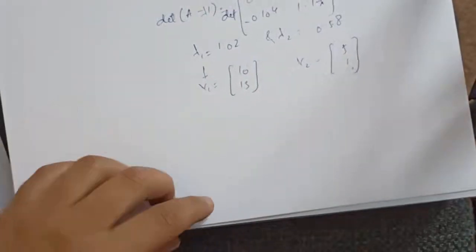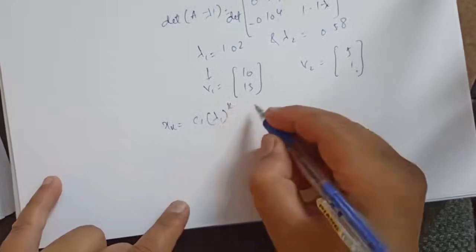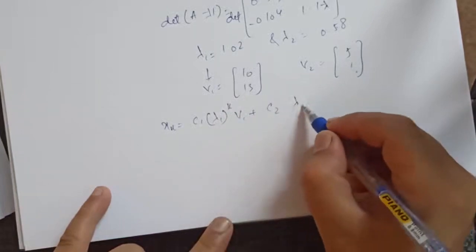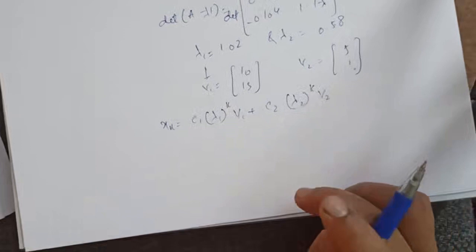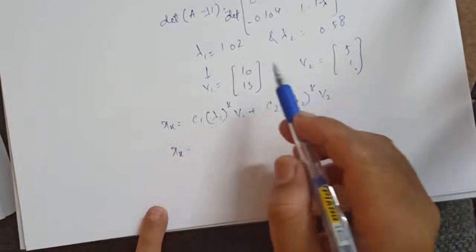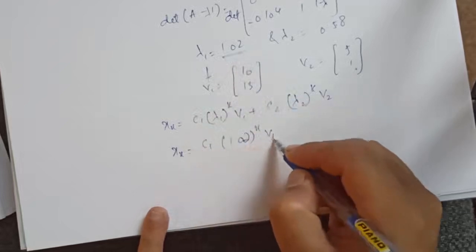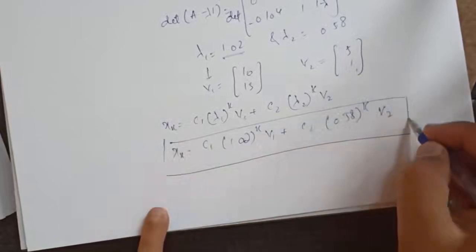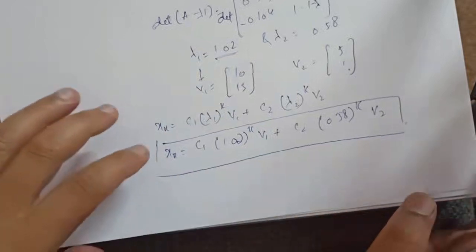Now, since we already showed that any x of k can be written as c1 lambda 1 to the power k times v1, plus c2 lambda 2 to the power k times v2, because there are only two eigenvalues here, so there will be two eigenvectors, and the equation reduces to only two terms. So x of k, because lambda 1 has to be greater since you are arranging them in descending order, is c1 times 1.02 to the power k times v1, plus c2 times 0.58 to the power k times v2.